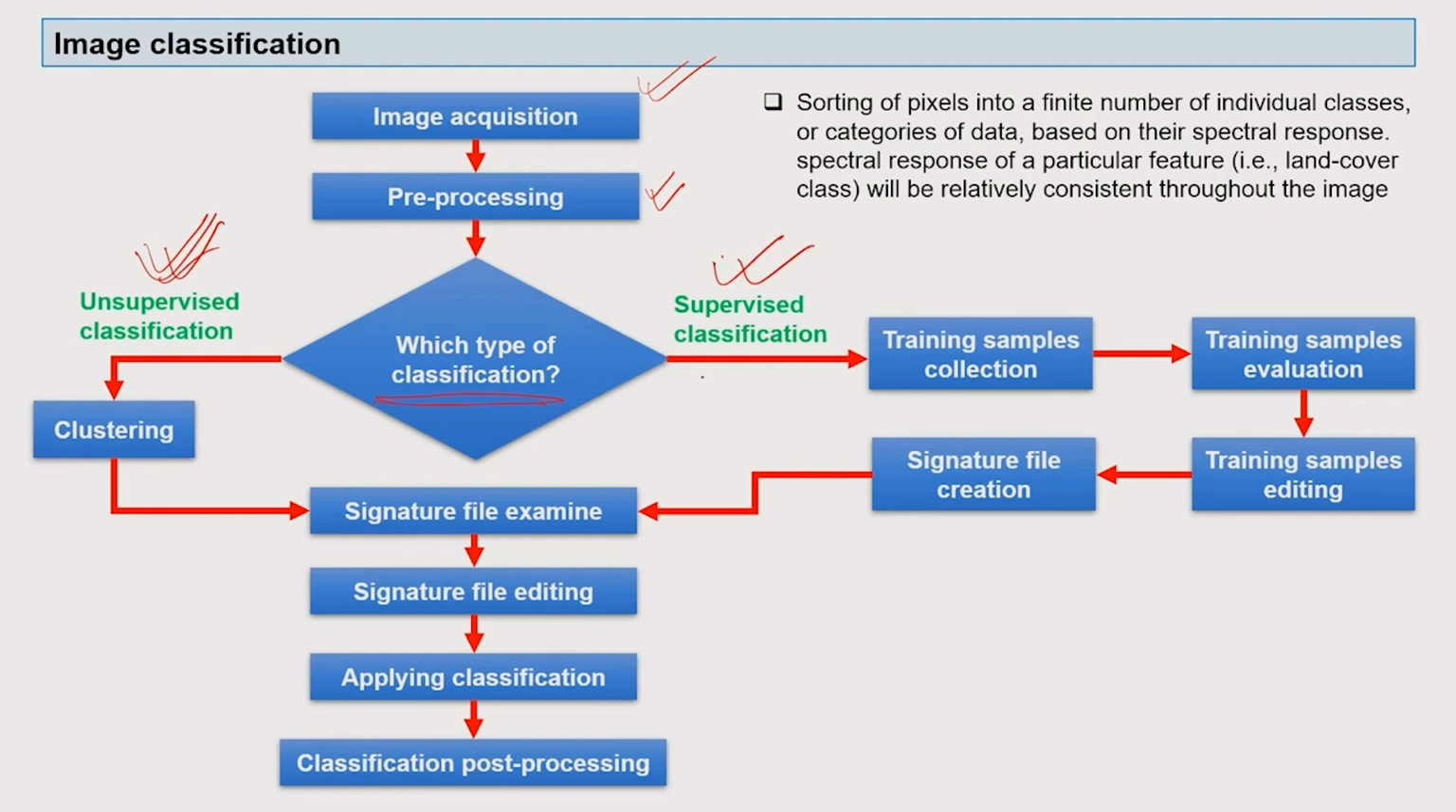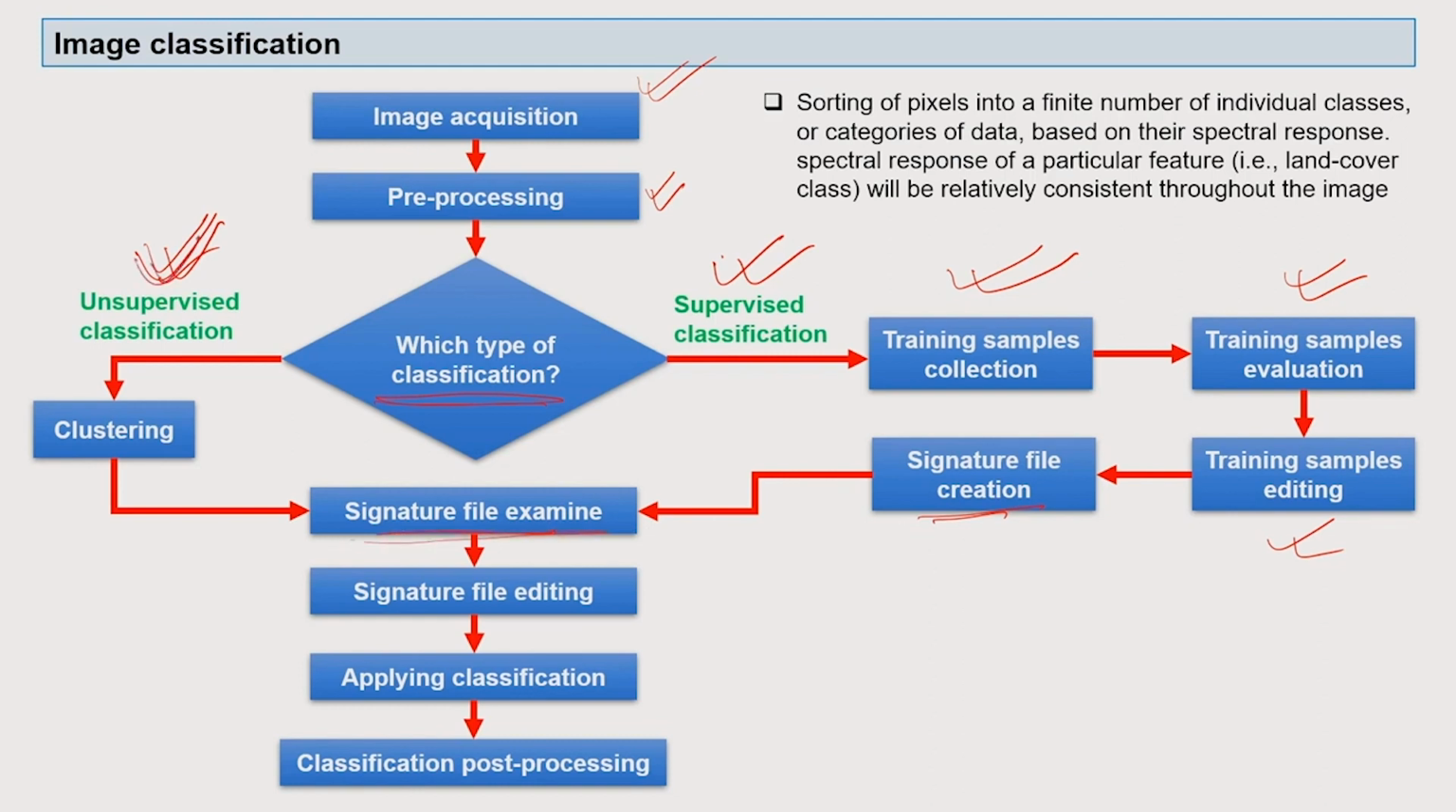Suppose you go for supervised classification, you follow this route: training sample collection, training sample evaluation, and sample editing, meaning the pictures that you have got from the remote sensors, then signature file creation. Okay, and then you send it to the signature file examination stage.